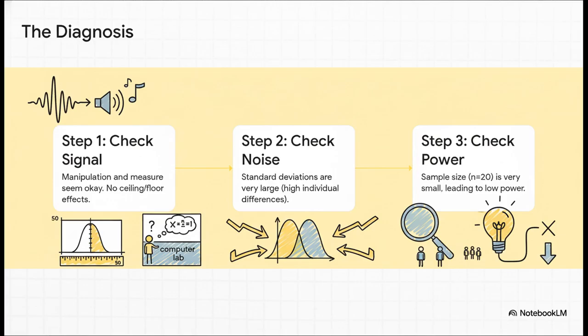And this leads us to the final problem, power. With only 10 people in each group, the study had almost no power. The sample is just way too small to cut through all that noise.